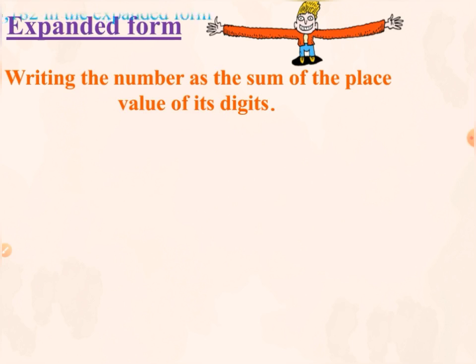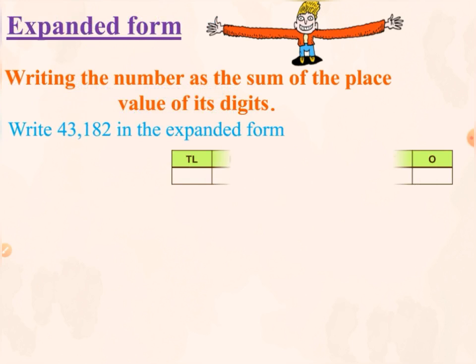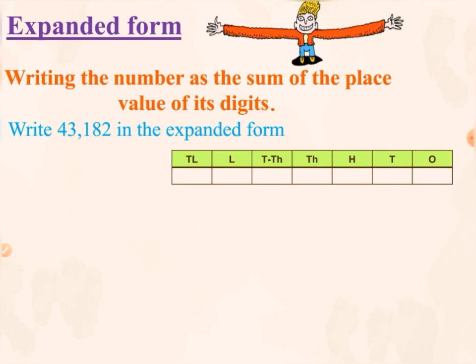Okay, let me take one example to make it more clear. So here I have taken a number 43,182. I have to write it in expanded form. So what we'll do, first we'll put all the digits in the place value chart. So let us do that. Here 2 will go at 1's place, 8 will go at 10's place, 1 will go at 100's place, 3 will go at 1000's place and 4 will go at 10,000's place. Now we'll first find the place values, because to find the expanded form we should know the place values of each digit. So let us find it.